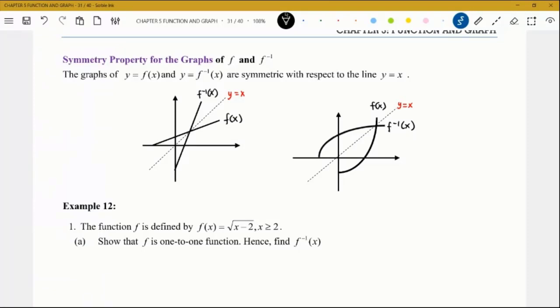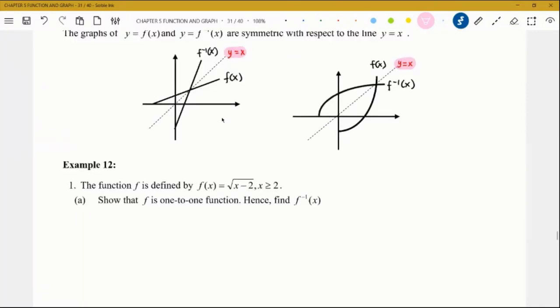Okay, so for a function and also its inverse function, technically we know that it should be a reflection on y equal to x, which is why we have f inverse equal to x. So x here represents the reflection on y equal to x. Okay, so we have it for example 12.